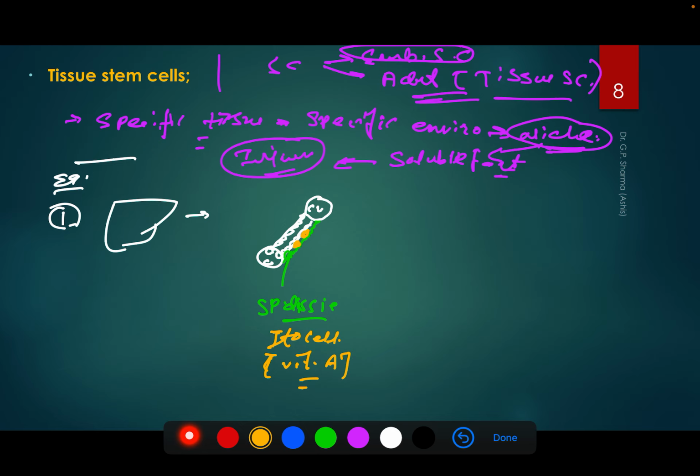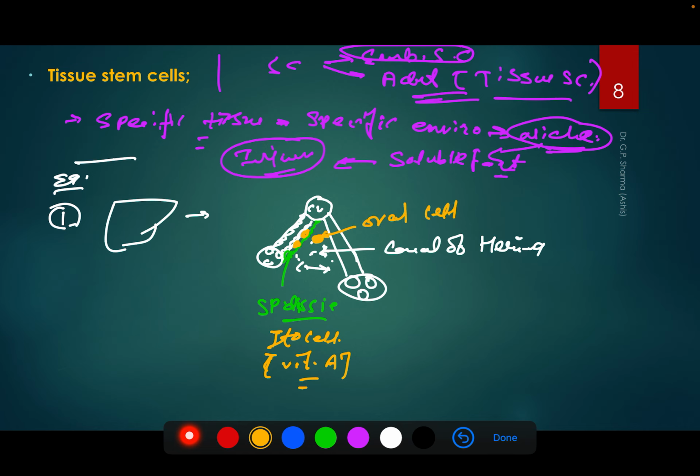As well as we have another sinusoid, for example, on this side, yes, another sinusoid. And in between these two sinusoids, we have this space. This space is called what? This space is called the canal of Hering, right? So in this canal of Hering, we have another type of stem cells present over here. This is called the oval cell, right? So this oval cell is also working as a stem cell. So these are the two types of stem cells present in the liver we discussed, yes or no?